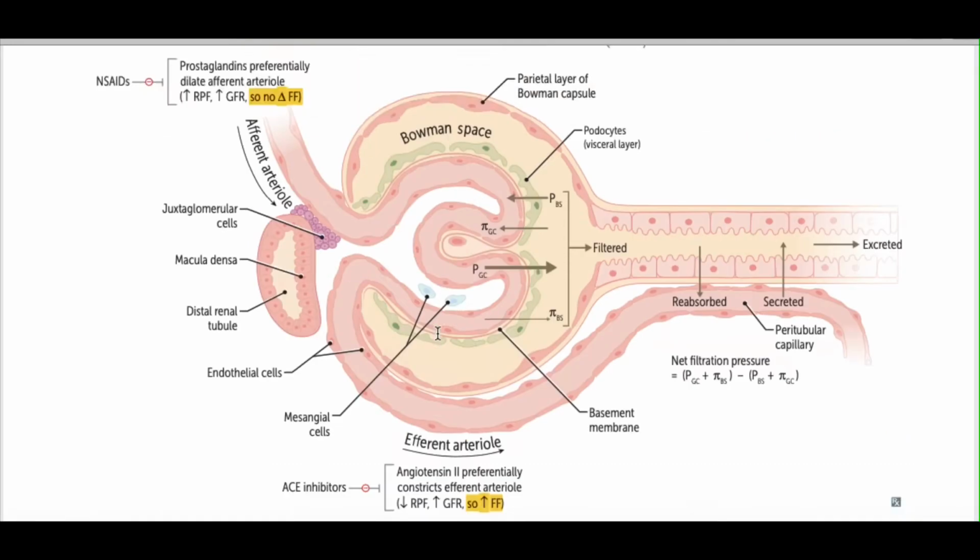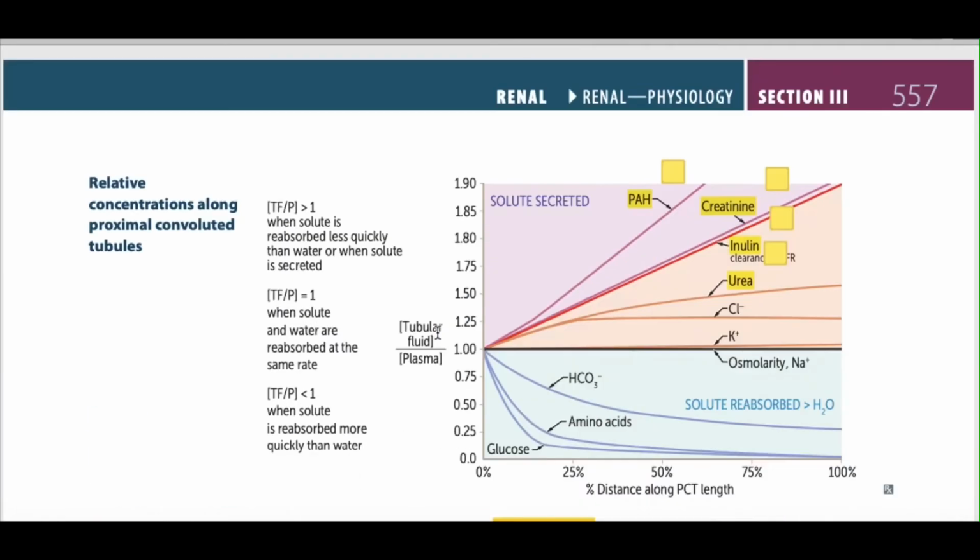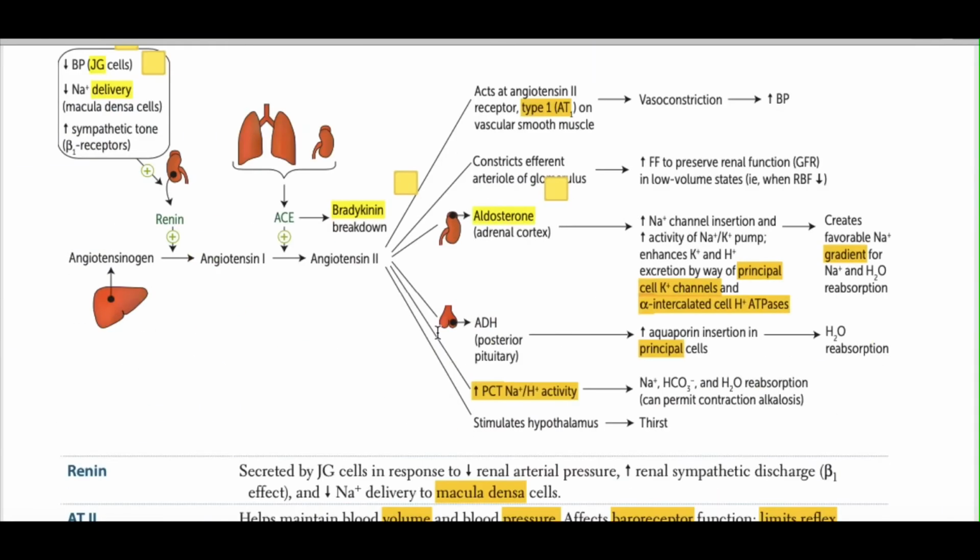Okay, so another parameter that will control hypertension is aldosterone. Angiotensin 2 will work on aldosterone that is secreted by the adrenal cortex. So this angiotensin 2 stimulates the adrenal cortex to release aldosterone. This aldosterone will increase sodium channel insertion and increase activity of the sodium potassium pump in the distal convoluted tubules or in the collecting ducts.